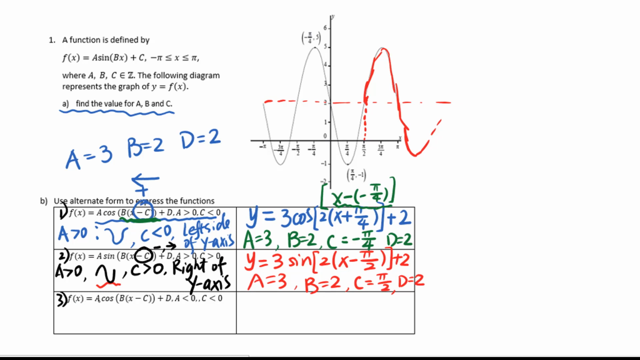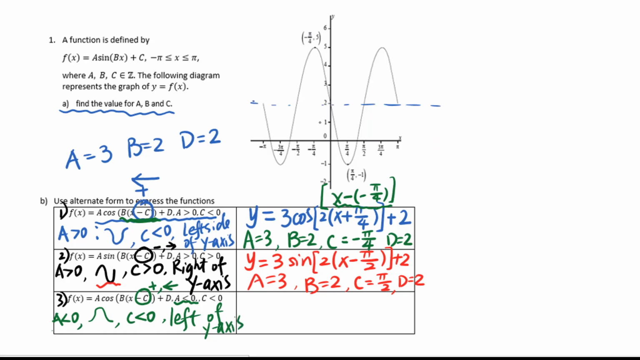Let's go to 3. F of x equals a cosine of bx minus c, plus d. A is less than 0. When a is less than 0, it means a negative cosine pattern like this. For c less than 0, negative c will be positive, which means move to the left because inside there is a liar. Therefore, the starting point will be on the left side of the y-axis.